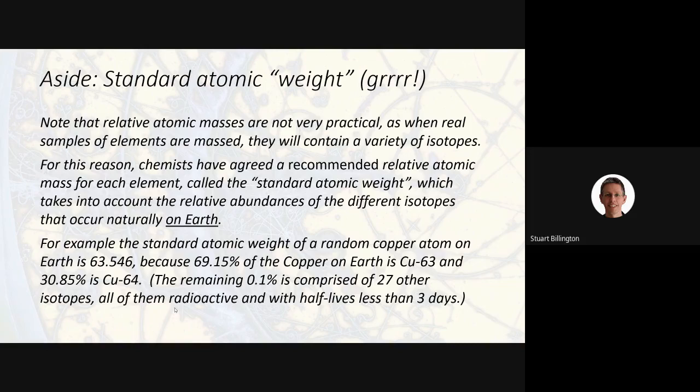So we call this a standard atomic mass, except the chemists aren't playing by the rules, and they've decided to call it a standard atomic weight, which makes me grumble because it's not a weight, it's a mass. So really a standard atomic mass, but you'll see it referred to as a standard atomic weight. This is taking into account the abundance on Earth of the different isotopes.